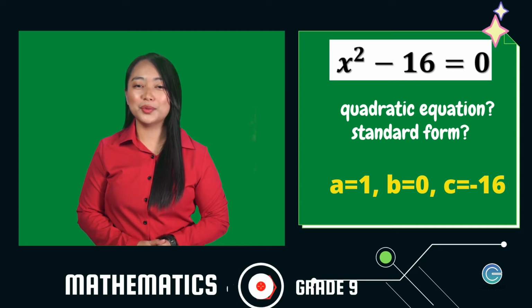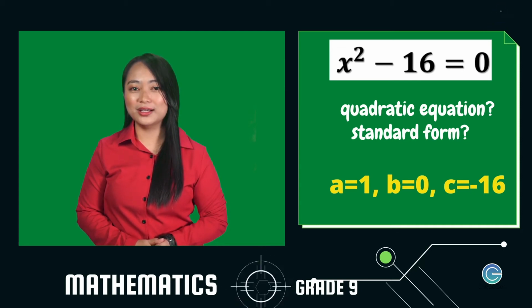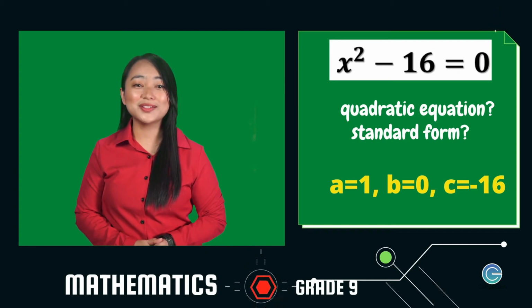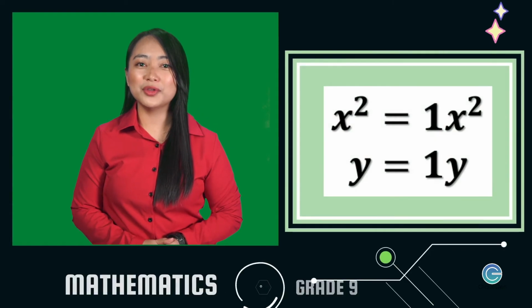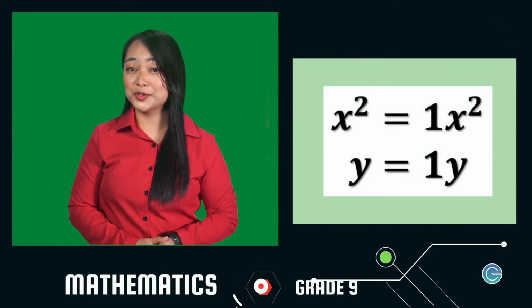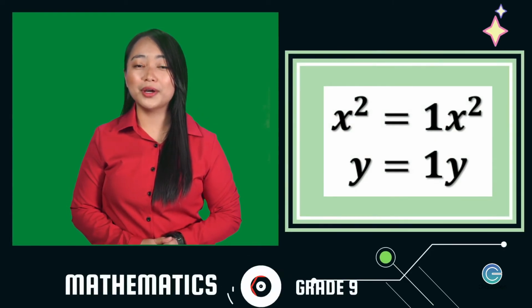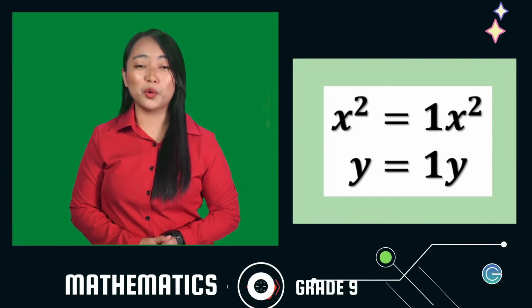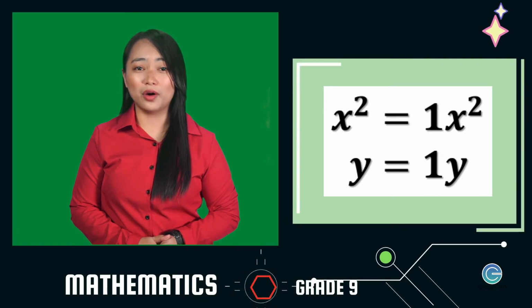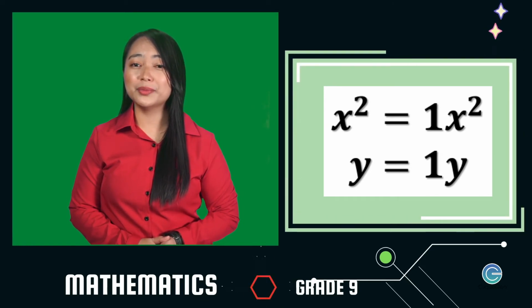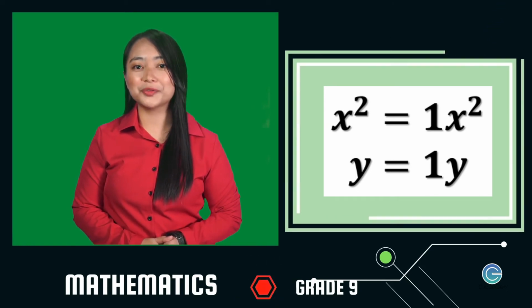In this case, we don't have a linear term. Thus, a equals 1, b equals 0, and c equals negative 16. For variables with no numerical coefficient like x squared, it is assumed that the numerical coefficient is 1. Frequently, if the numerical coefficient is 1, it is not written at all. 1x squared will simply be x squared, and 1y will just be y.